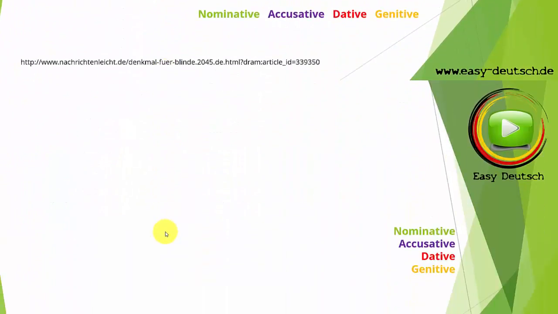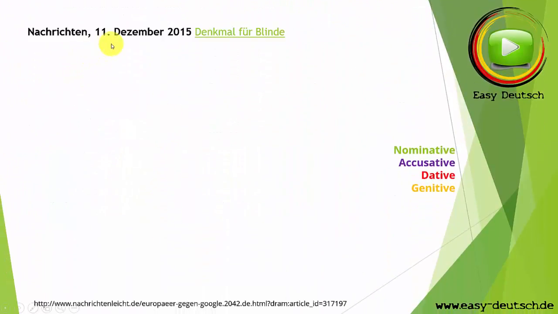I got this text from the site Nachrichten leicht from 11th of December. Denkmal für Blinde. So let's check our first sentence there. In der Stadt Leipzig steht ein riesiges Denkmal. We have two objects that get a case here. That's Stadt Leipzig and Denkmal.